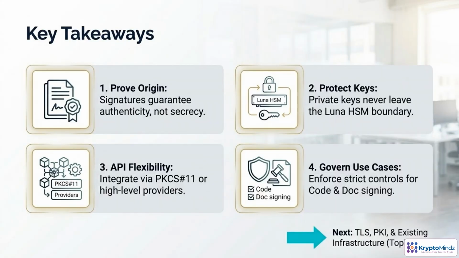Digital signatures prove who signed and that data hasn't changed, but they don't hide the content. Luna HSMs keep private keys inside a hardened boundary while your applications sign through PKCS #11 or higher level APIs. Strong workflows, certificates, and timestamps make code and document signing trustworthy. From here, we extend this same trust model into TLS and enterprise PKI.